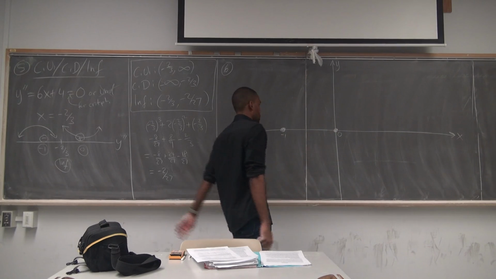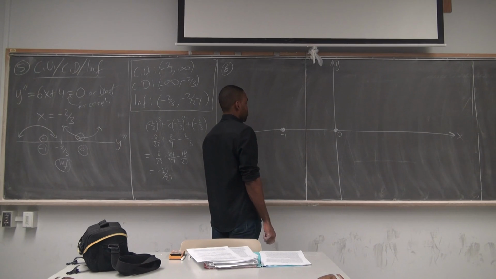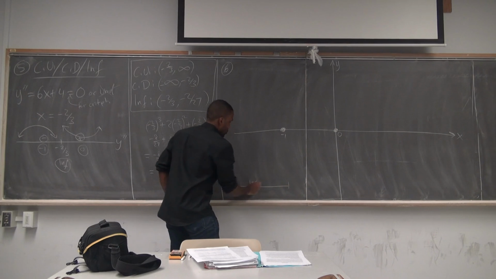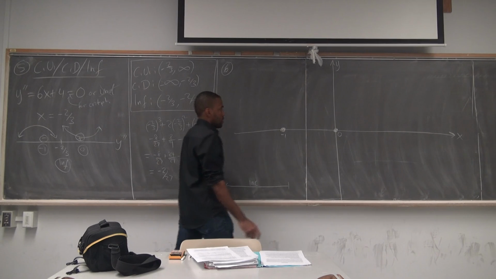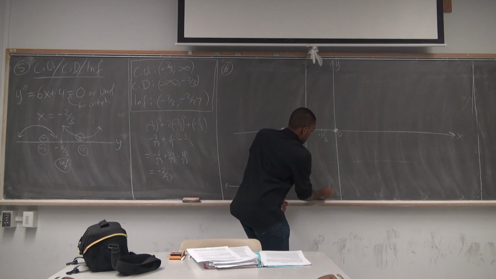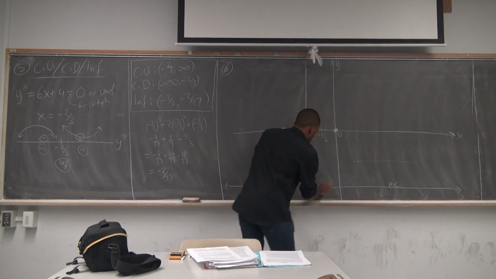Asymptotes, there were none. Where am I increasing? From negative infinity to -1, and then from negative 1/3 to infinity. And then I'm decreasing in between.